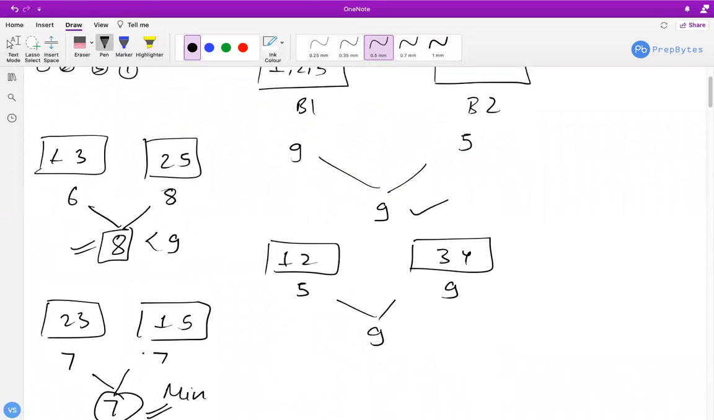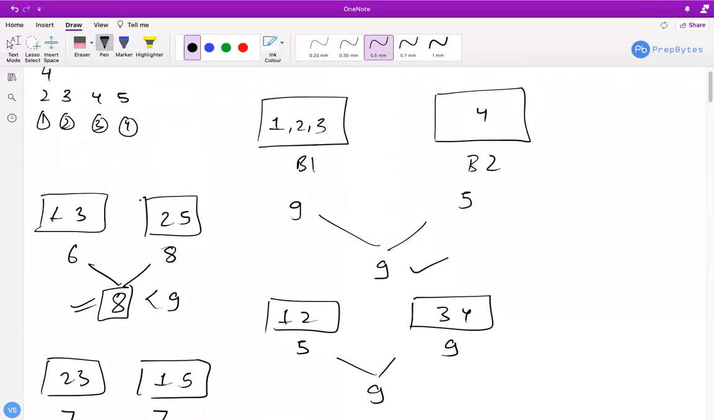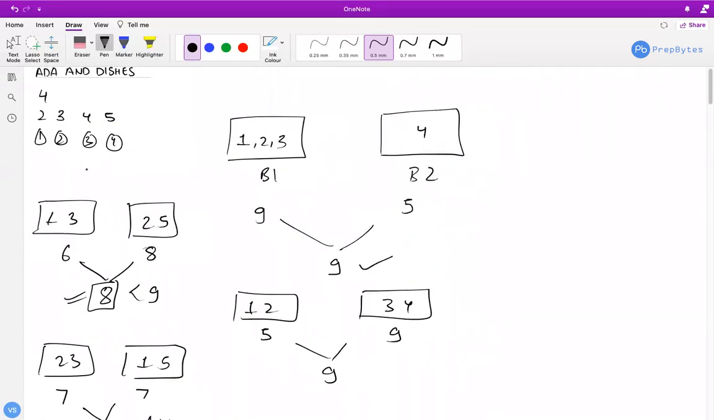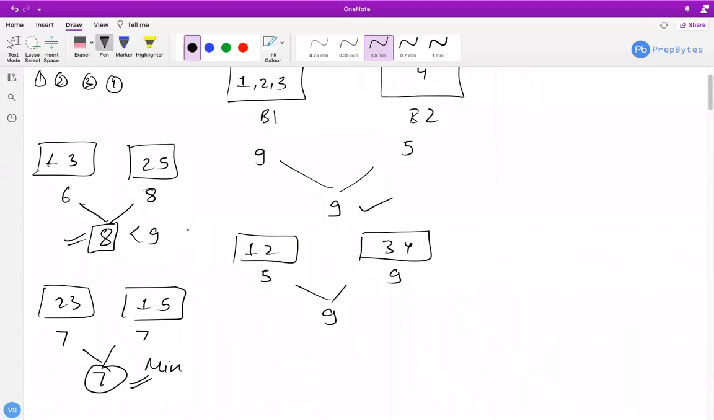Now we cannot get less than this. We cannot get less than this 7. You can try. There is no sum possible that will give us less than 7 minutes. No sequence is possible that will give us less than 7 minutes. Now, what pattern can we observe here?